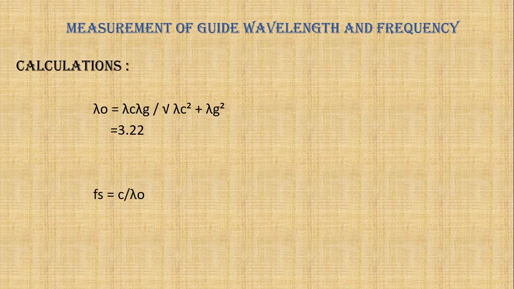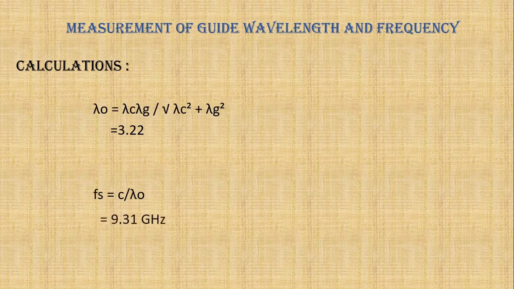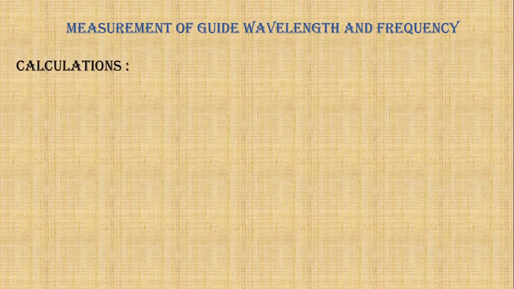Where fs equals the sample frequency, that is c by lambda naught, where c equals 3 into 10 to the power of 8 meters per second. By substituting this, we get 9.31 gigahertz as the indirect method. Now comparing both, in the direct method we got a frequency of 9.275 gigahertz. In the indirect method, we got 9.31 gigahertz.